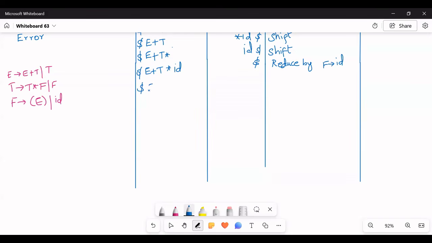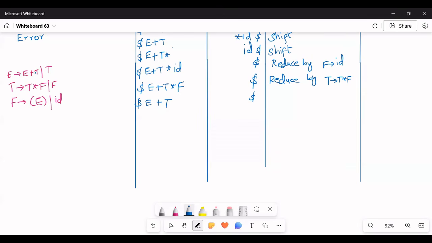So dollar E plus T star, this ID is replaced by F. Here no change in input. Now T star F is a handle, right? So it should be replaced by T. So again reduce action, reduce by T tends to T star F. So T star F is popped and T is pushed onto the stack, and no change in the input buffer.